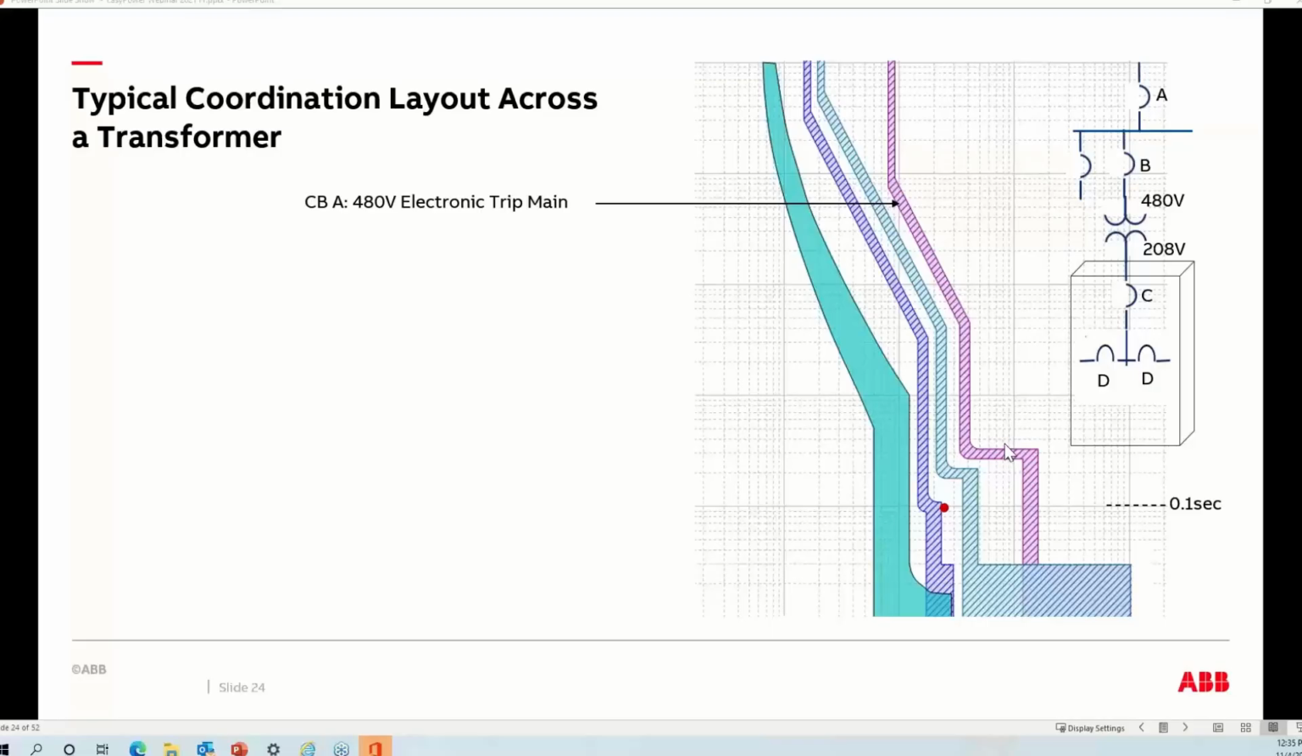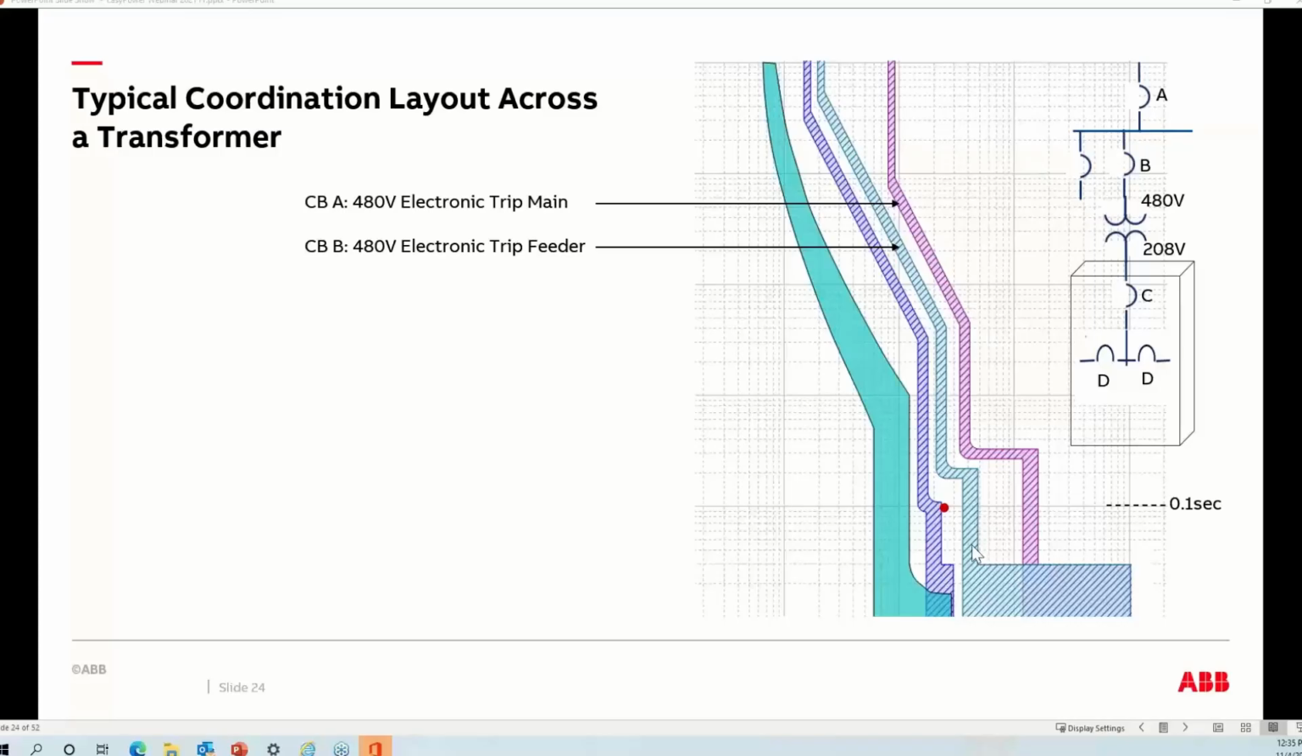Similarly, I'm not showing the damage curves of the transformer. Obviously, the transformer has to be protected. I just want to show the key concepts here for coordinating across the transformer. So there's my electronic trip main. Again, this example is really for selective coordination across a transformer for the full 0.01 second level. And typically, electronic trip would be required there.